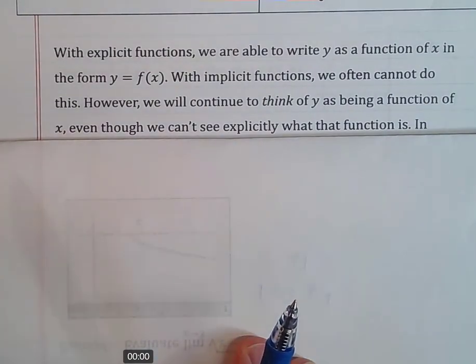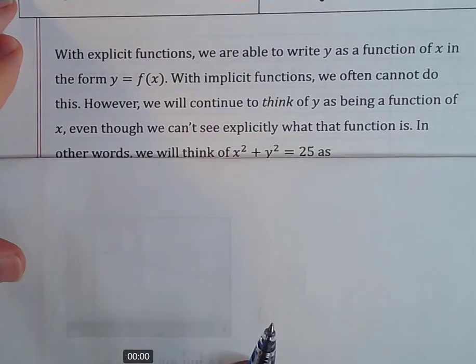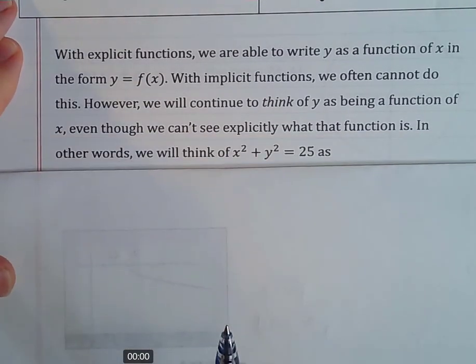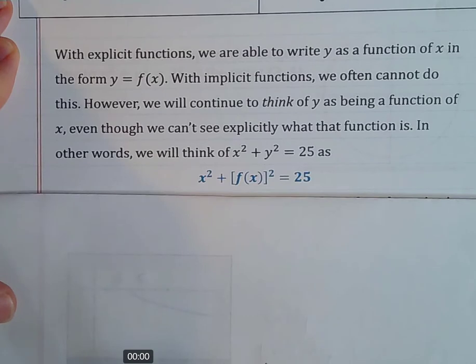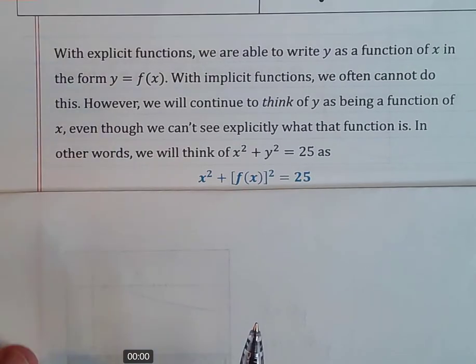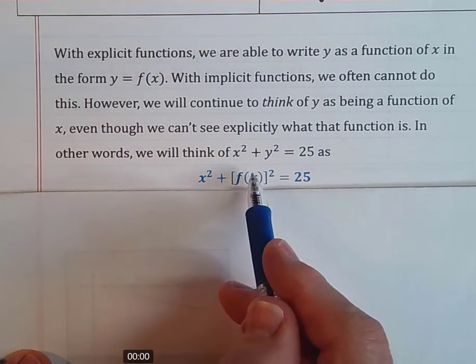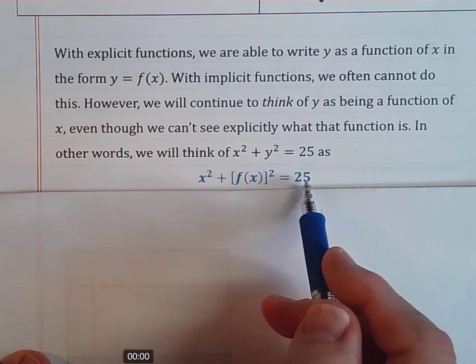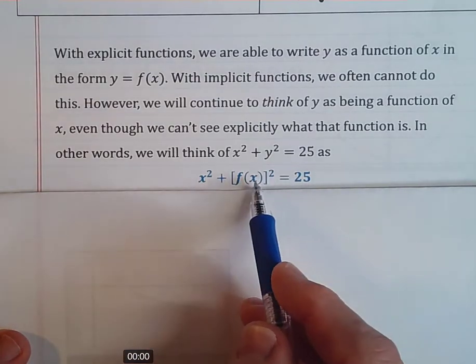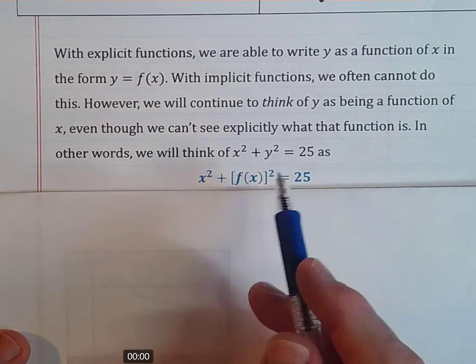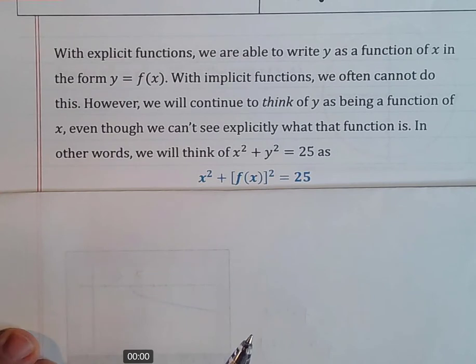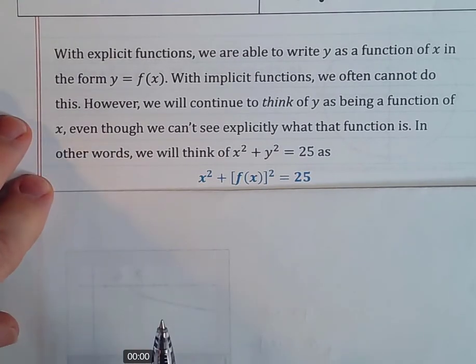What we're going to do is just say, all right, we're going to think of y as being a function of x. And so when we look at something like x squared plus y squared equals 25, an implicit function, we're going to kind of think of it as something like this: x squared plus some function here, I don't know what that is, squared equals 25. Now, this isn't very common. We really don't see this type of thing very much at all, and it's not technically exactly right, but it's sort of the way that we're thinking about things here.